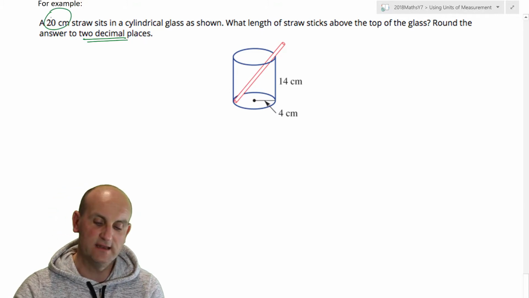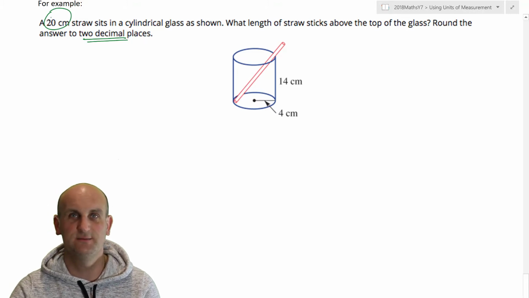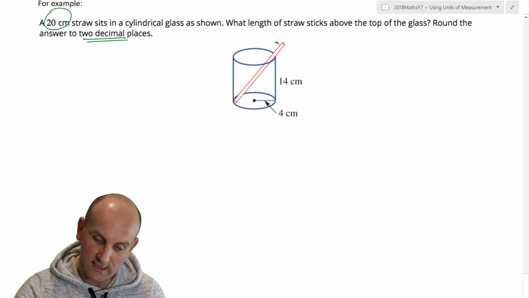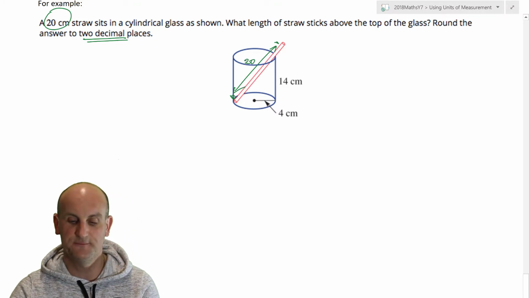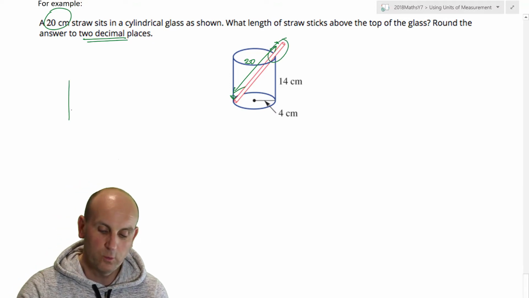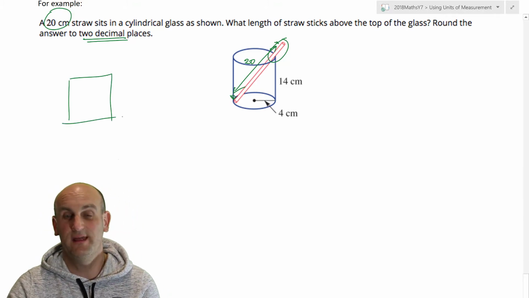A 20 centimeter straw. Now, what do you notice about your diagram? Do you see 20 centimeters anywhere on that diagram? No. Well, what it's trying to say is that that whole length from the start of the straw to the end is 20 centimeters. What length of straw sticks above the top of the glass? It's actually just wanting the length of that little bit there. Now, when they give you 3D diagrams like that, I don't think they're very helpful. In fact, they're there to try and trick you.